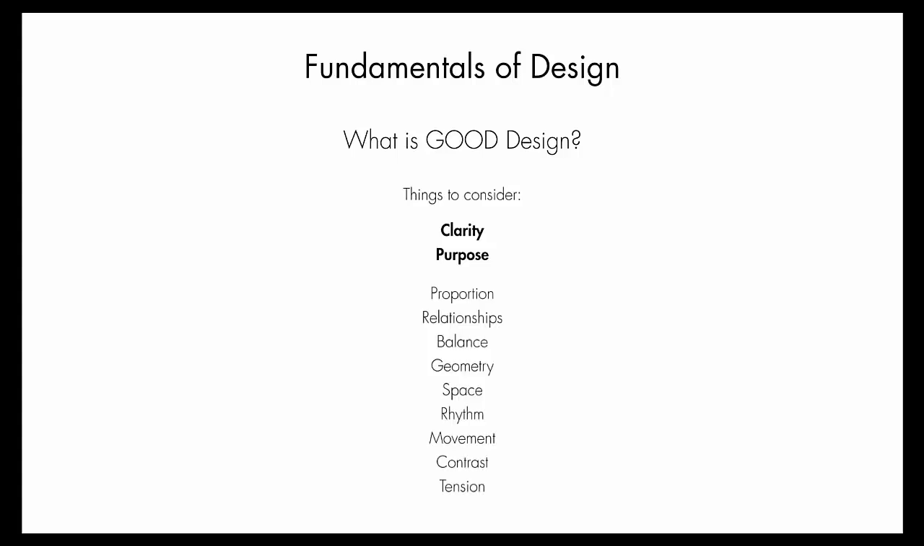Some other things to consider. We could go down this list and address all of these things. And these are more of the subjective things that may change from audience to audience. But proportion, relationships, balance, geometry, space, rhythm, movement, contrast, tension, we can talk about all of these, and we will talk about all of these in this class. And these are theories that will, again, help serve your purpose and your clarity.